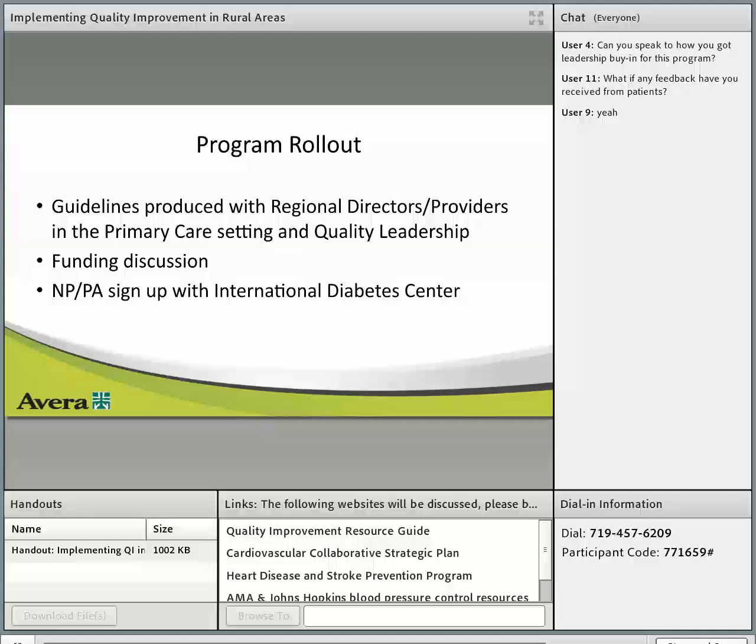Each of the individuals who participated in this program were educated at the International Diabetes Center in St. Paul. They took a minimum of 1, and most of them took 3 courseworks associated with education, so that we had some consistency in what we produced.